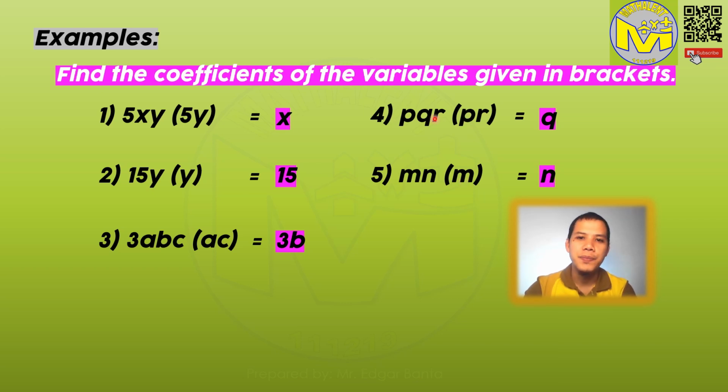Also here, if I put pqr in the bracket, what is the coefficient of pqr? It is 1. But here we have the numbers 5, 15, and 3. So technically, the coefficient of xy is 5. The coefficient of y is 15. The coefficient of abc is 3.